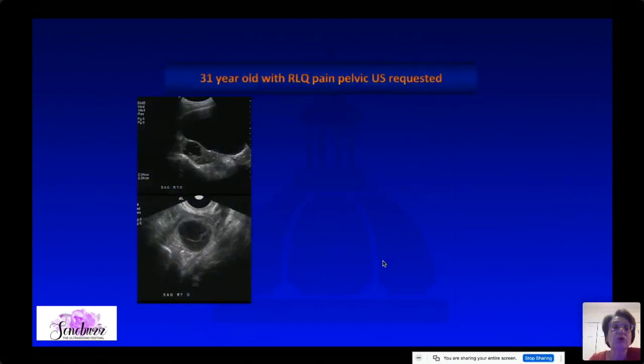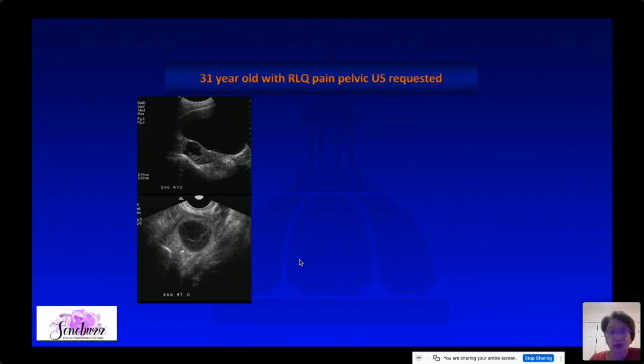So how is imaging so critical in these patients? Because the clinical diagnosis in these patients is really very, very difficult. So this was a 31-year-old woman who had right lower quadrant pain, presented to the doctor's office, and so the doctor sent her for a pelvic ultrasound. And she had a right ovarian cyst, but now again, when you do it yourself, it's easier, but we have sonographers, and we've trained our sonographers very well to always ask the patient, where does it hurt?